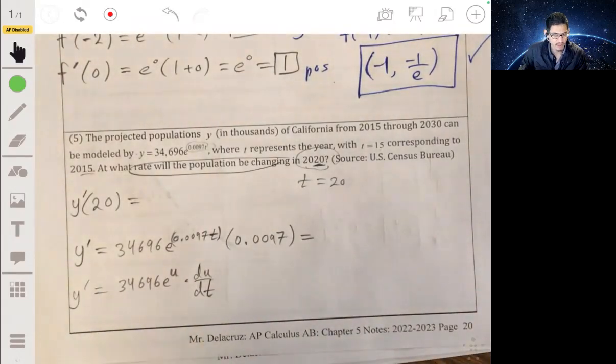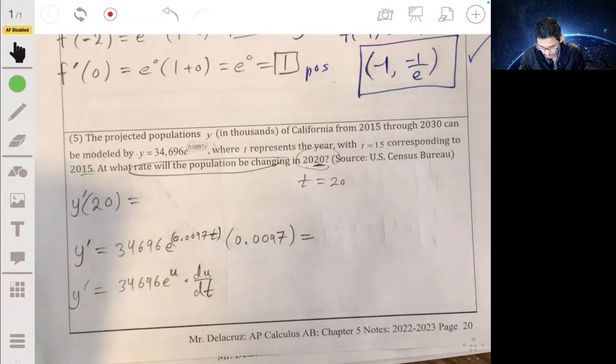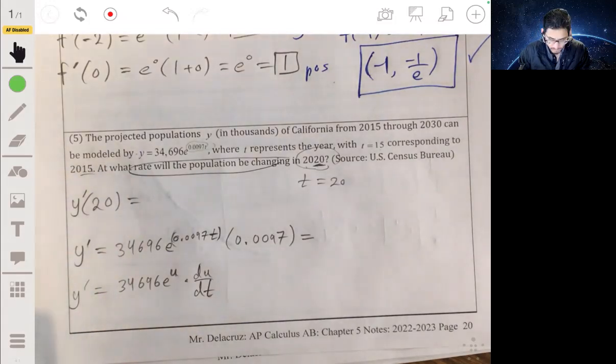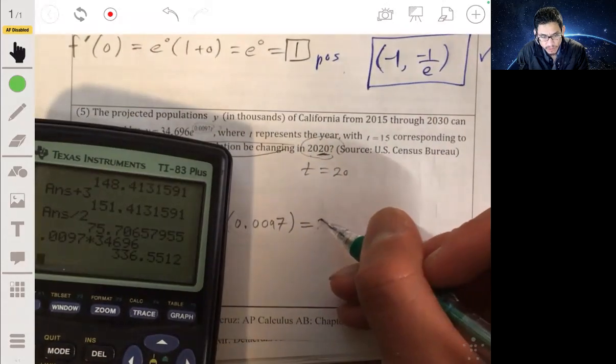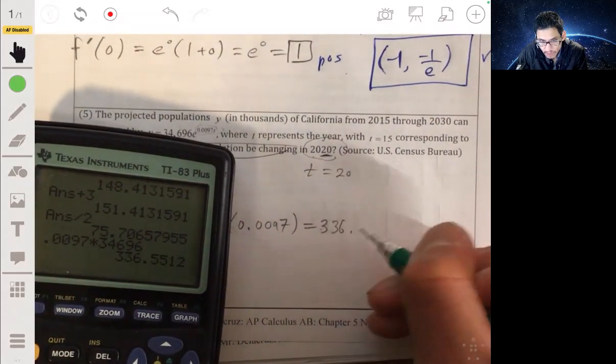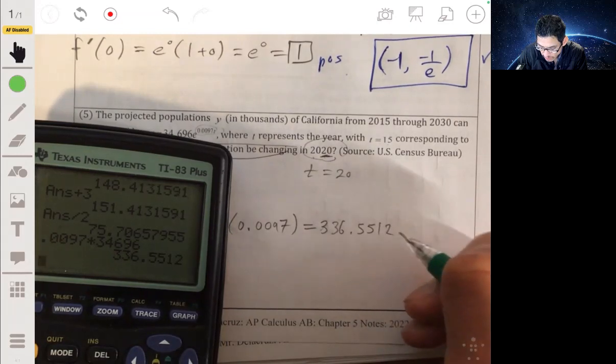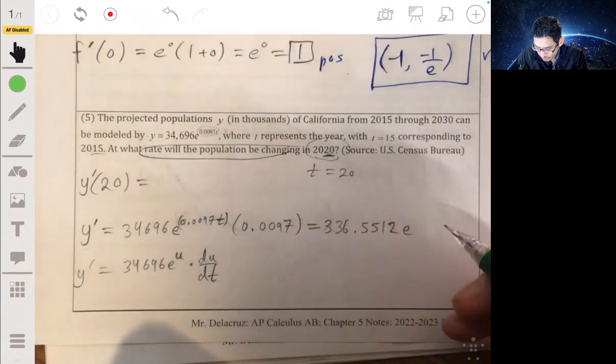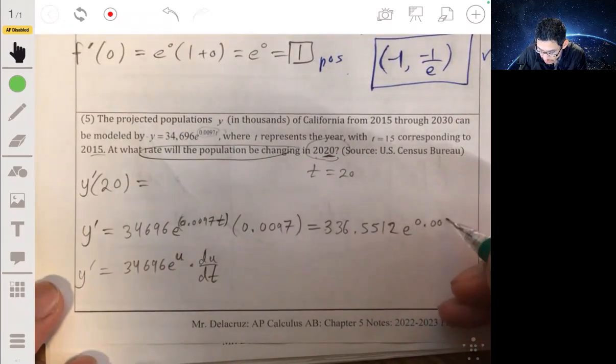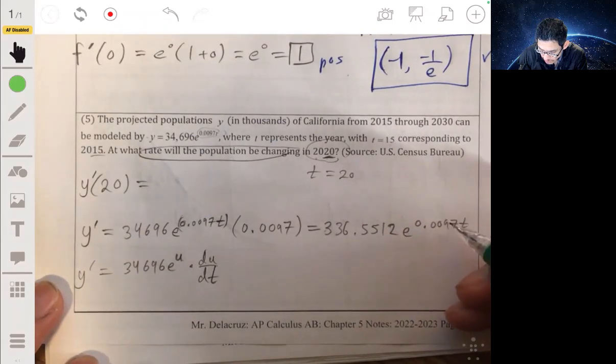So let's see what we get. 0.0097 times 34,696. And so we'll get 336.55112 e to the 0.0097t.